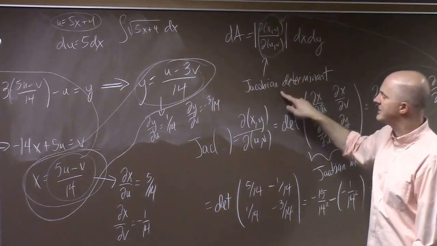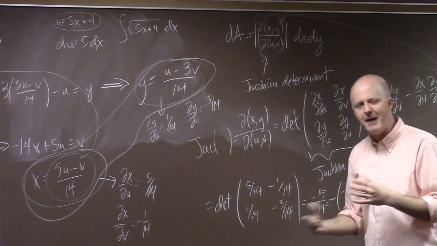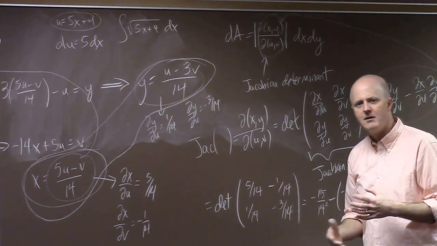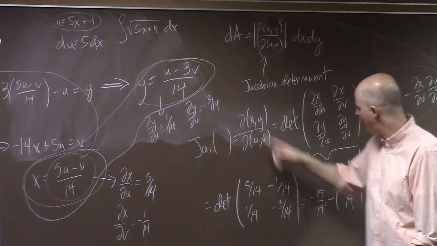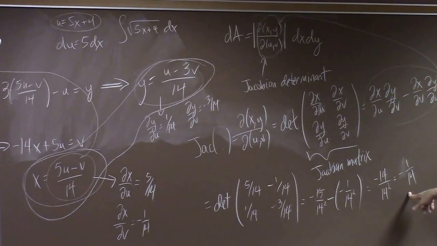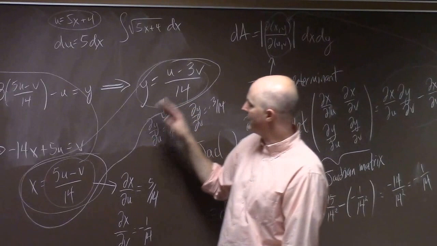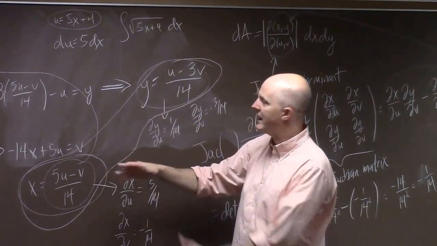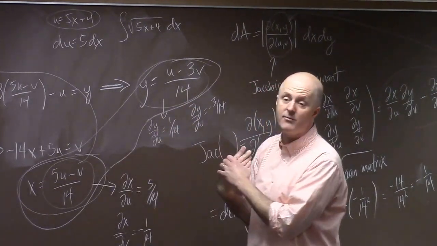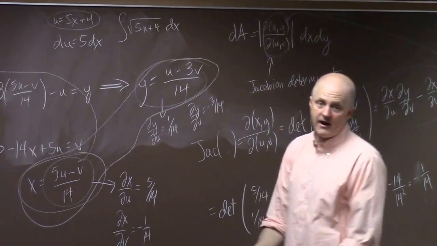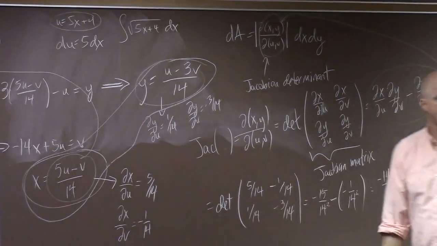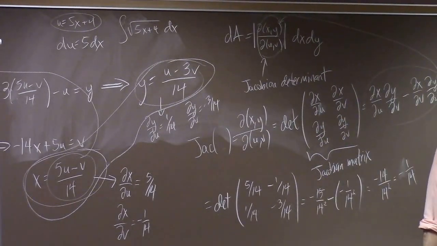Essentially, this Jacobian determinant, the absolute value, is kind of like a magnification factor, a local magnification factor. It's not always constant. It's constant in this case. In this case, it's 1/14. In essence, when you use these equations to transform from a UV plane to an XY plane, all the areas get scaled down by a factor of 14. That's essentially what's happening.